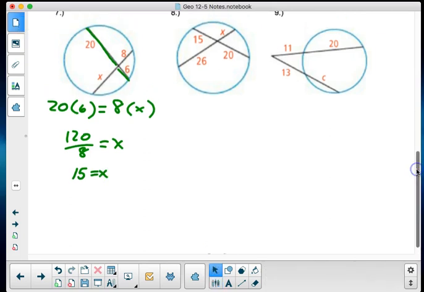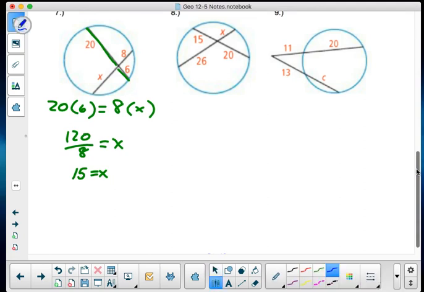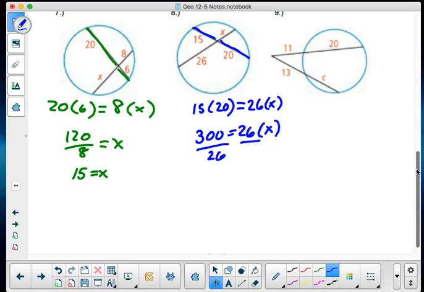Now on this next one, same idea. I'm looking for x, and I got 15 times 20, because it's 2 parts of a chord, it's a chord-chord relationship, is equal to 26 times x. So I've got 300 is equal to 26 times x, and I divide by 26. And I'm going to get my x is 11.5.